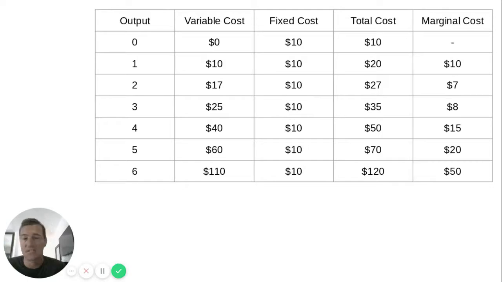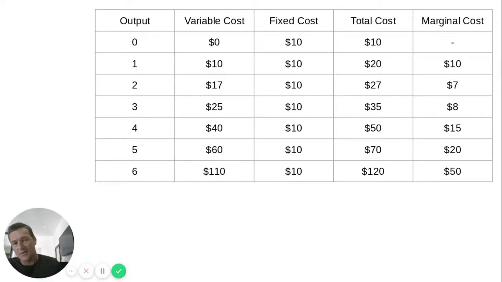So the marginal cost of the second unit was $7. And we can see that that is lower than the first unit. So what we're seeing is an MC curve that is actually going down. Okay, it's getting smaller. It was 10, now it's 7.